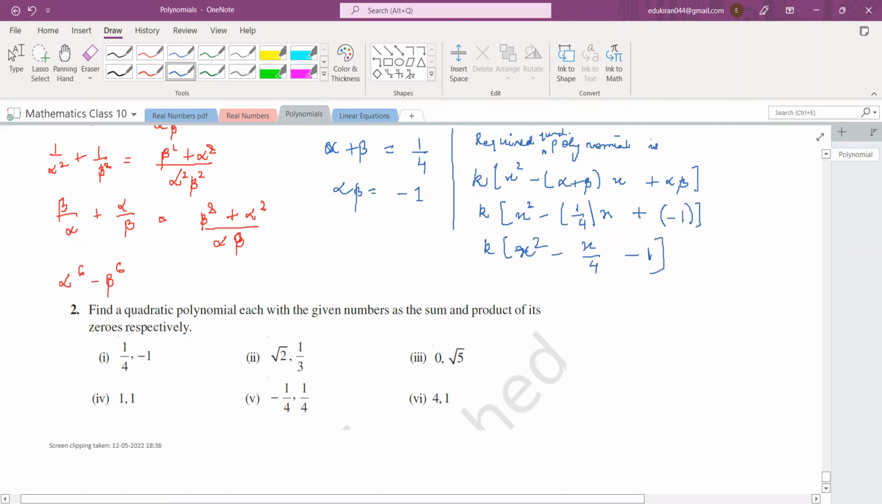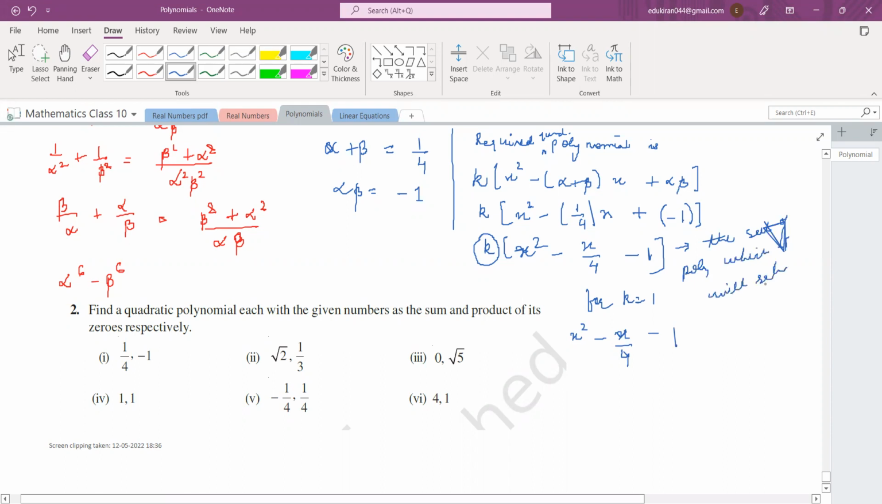Now, why do I have a k here? I think I already explained you. Yes. There can be many polynomials which satisfy the given condition. So this is the general form, and we can take a special case, for k equal to 1, we can write one of the possible polynomials will be x square minus x/4 minus 1, right? Yes. So this is actually the set of polynomials which will satisfy the given condition.